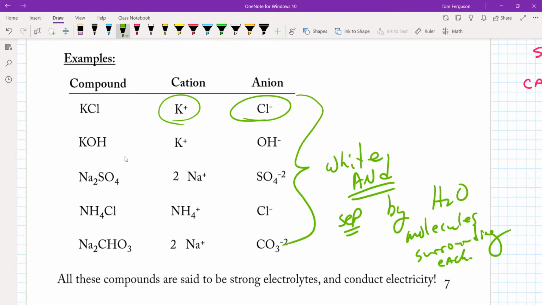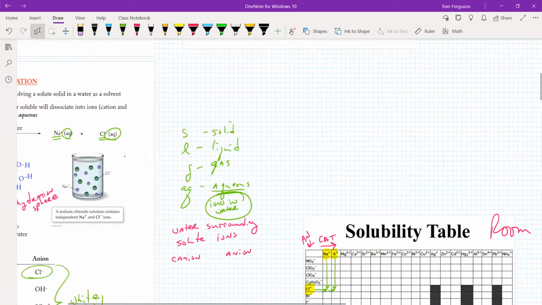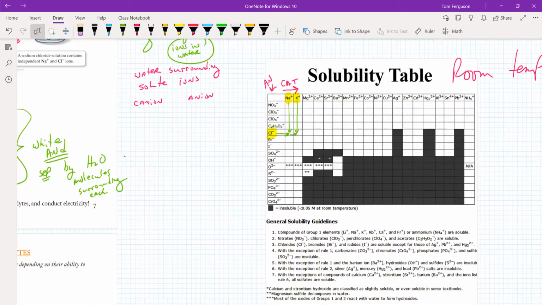Okay. Now, I want to talk about two forces that drive this. So you should be asking, what makes one white? What makes one black? Okay. So the black means if we put two things together, they aren't surrounded by water. So let's look at, for example, calcium and sulfate. Is calcium and sulfate totally surrounded by water? No. Why? Because it's black. Okay, Ferguson, what's the deal? What makes one totally surrounded by water and one not?